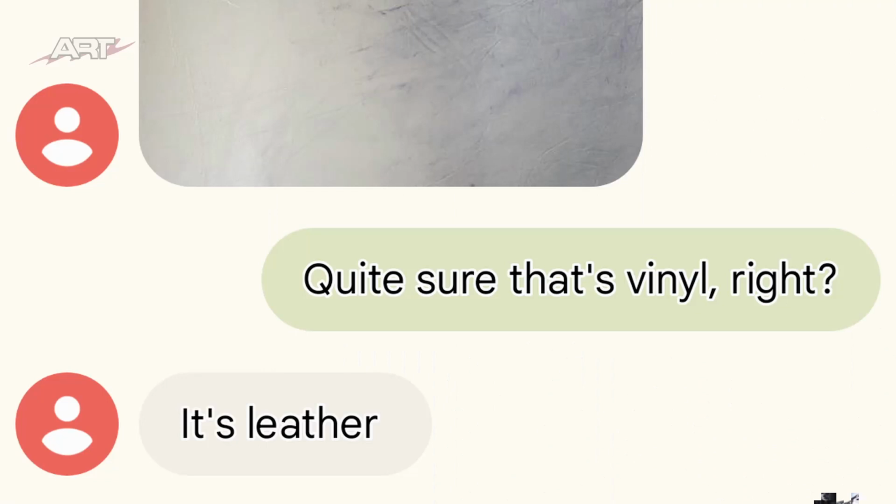So just to propel the conversation along in the text, just to get an idea of what we're looking at, I asked the generic question about whether it was vinyl. And so look, he responds that it's leather. So he's not speaking about leather in a generic sense, that it's a flexible seat. He's specifically identifying the seat as leather.